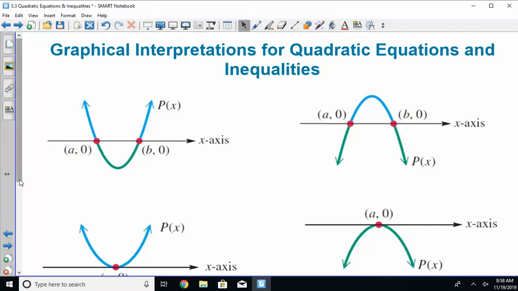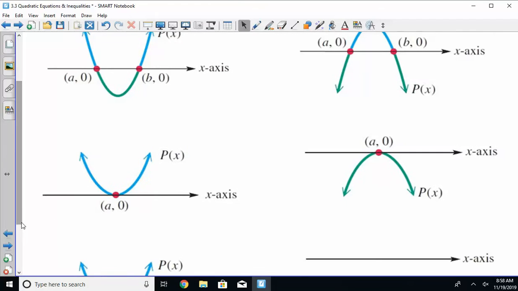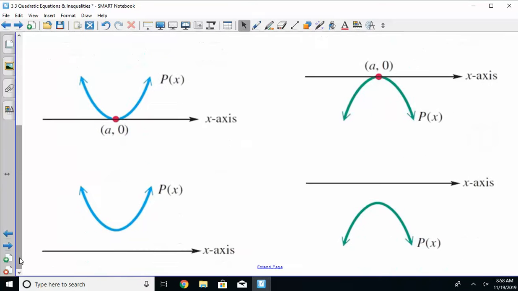You might have a case where it actually just touches the x-axis. So this parabola is always greater than 0. Greater than or equal to 0, I guess I should say. This one is always less than or equal to 0. Or I might have a case where it doesn't hit the x-axis at all. So this one is always greater than, and that one is always less than.